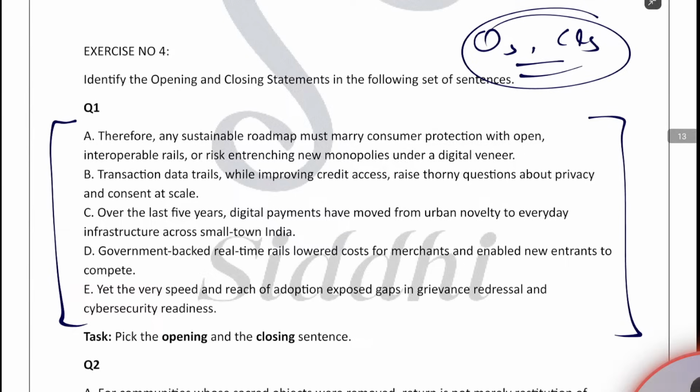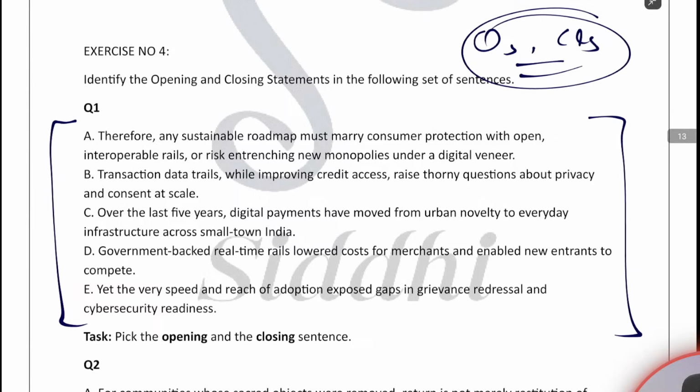Give me the opening sentence and closing sentence. Those who wrote phase 13, please tell me, are the questions lengthier than this? Yes, he is opening. Over the last 5 decades, digital payments have moved from urban novelty to everyday infrastructure. Yet the very speed of government backed real time rails lowered the cost for merchants. Transaction details are raising a lot of questions.